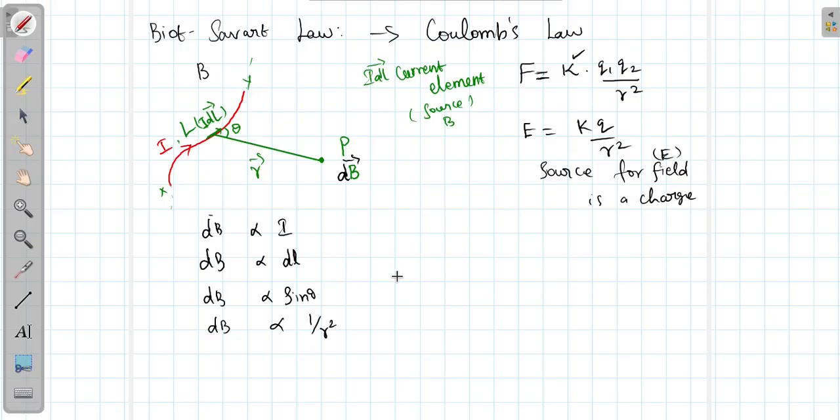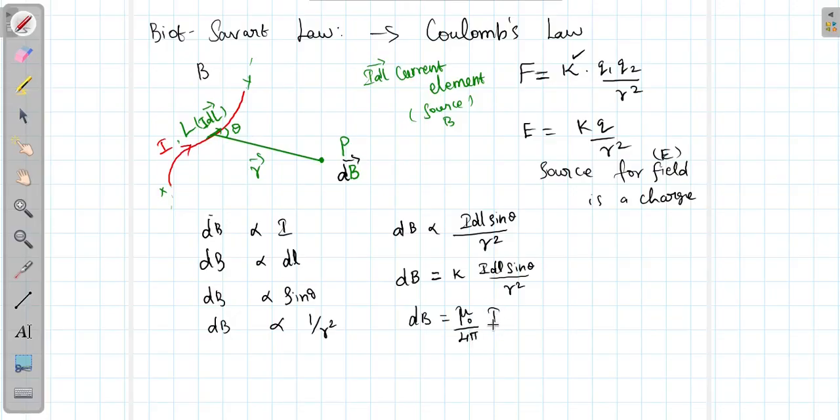So combining all the quantities, dB is proportional to I dl sine theta divided by R square. Removing the proportionality symbol, we have to go for a constant K. Here K is mu naught divided by 4 pi. So dB equals mu naught by 4 pi, I dl sine theta divided by R square. Here mu naught is the permeability of the medium.